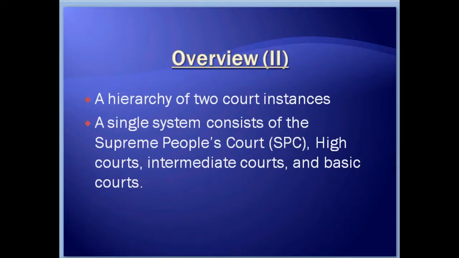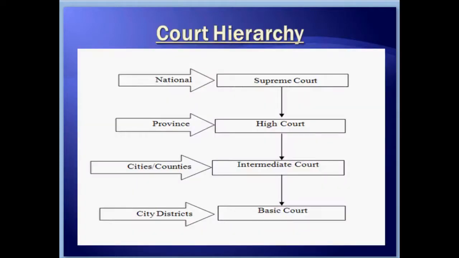China's court trial system has a hierarchy of two court instances, which means there is one trial and one appeal. The decision of the appellate court is the final decision, and a case is closed after going through two levels of trial. The court system in China is a single system, consisting of the Supreme People's Court, high courts, intermediate courts, and basic courts. Let's see the following chart.